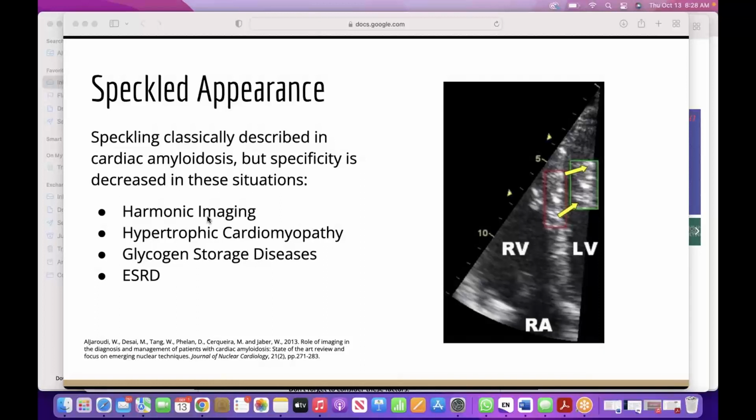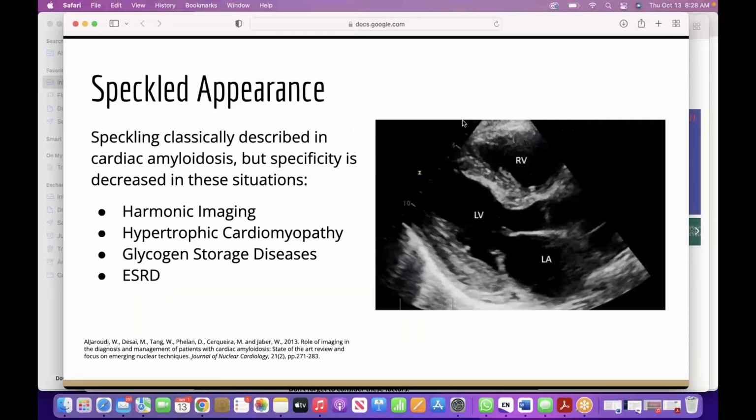It's also been described, a speckled appearance, in hypertrophic cardiomyopathy, glycogen storage diseases like Fabry's disease, as well as in dialysis patients who are in end stage due to amyloid deposition related to dialysis. Here's another example of that speckled looking myocardium.